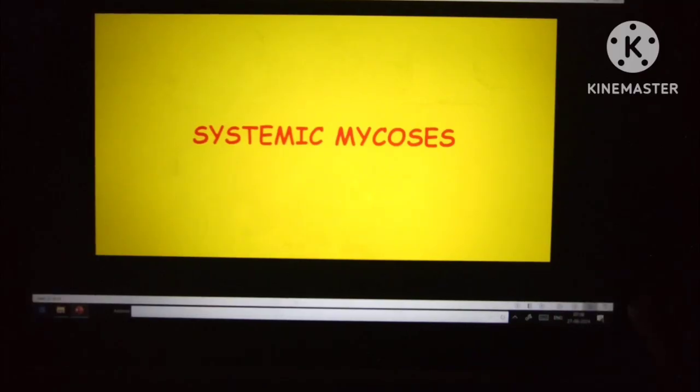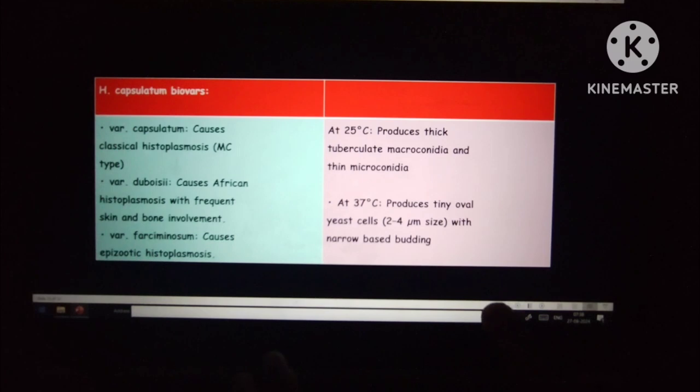So always remember systemic mycosis: you want to remember the 25 and 37 for everything. Okay, so first we'll be dealing with Histoplasma capsulatum. Here there is a species that has varieties: var capsulatum, var duboisii and var farciminosum.